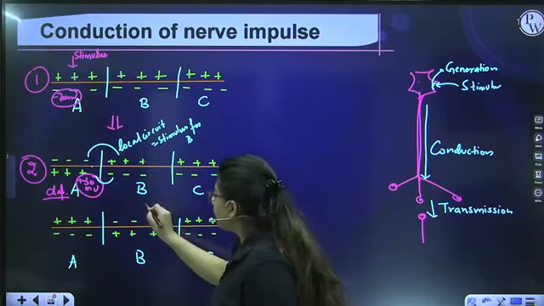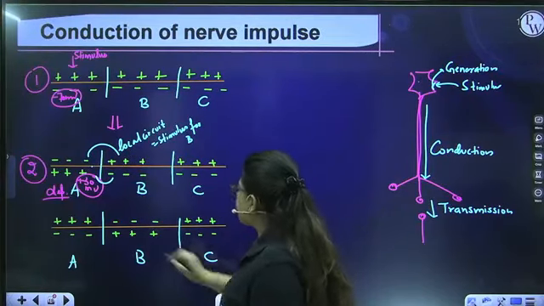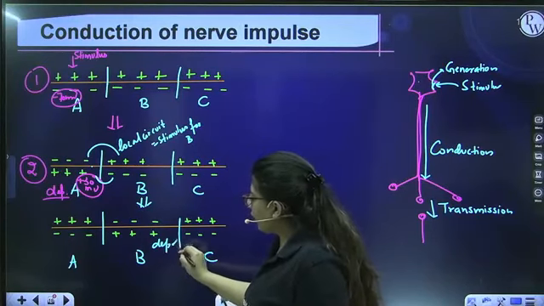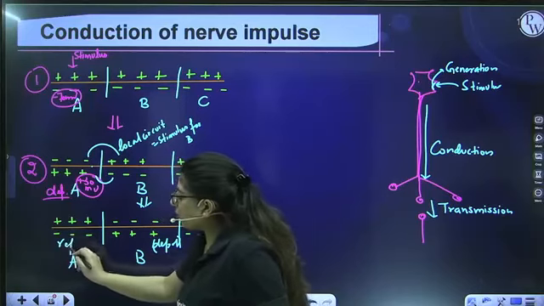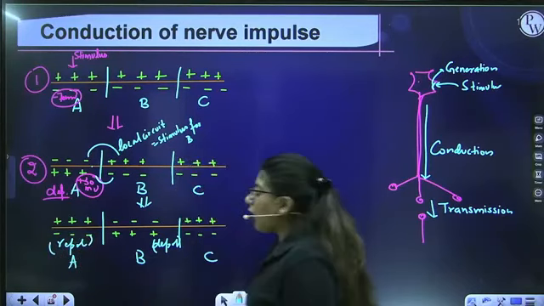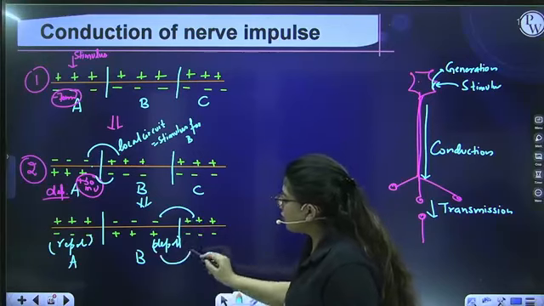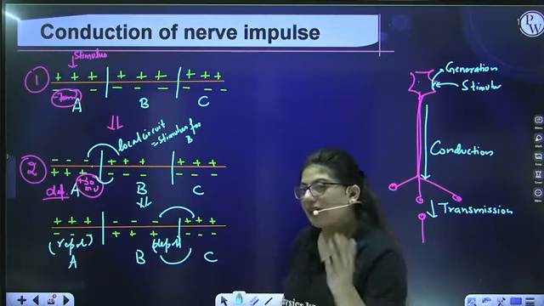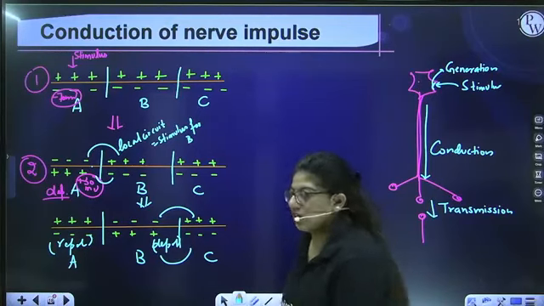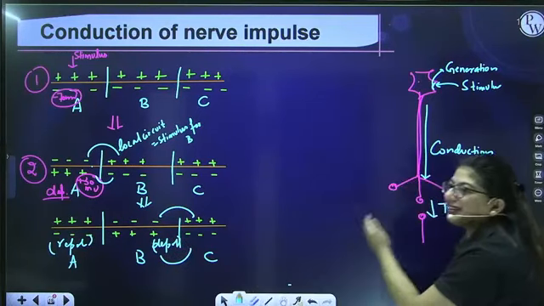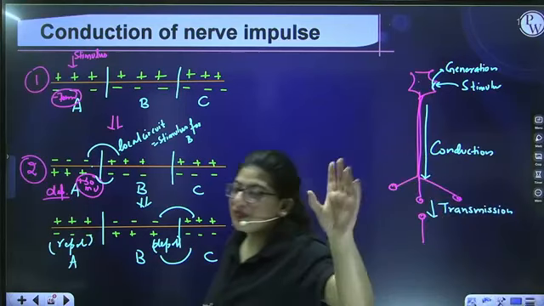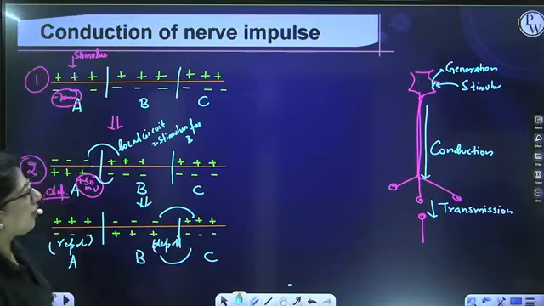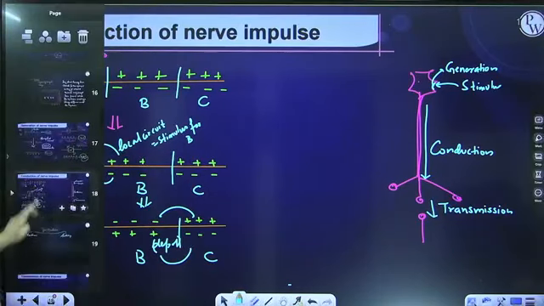As a result, the B segment will now undergo depolarization, and in the meantime this one is undergoing repolarization. Now again you can see there is a charge difference, and that will act as a stimulus for the C segment, and now C will undergo depolarization. And this is how the nerve impulse gets conducted from one site of stimulus to the entire axolemma.